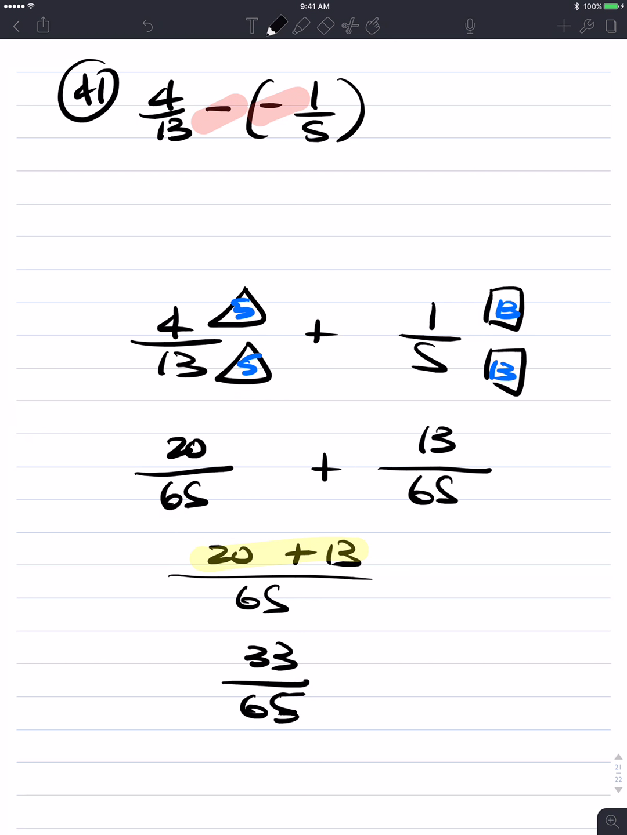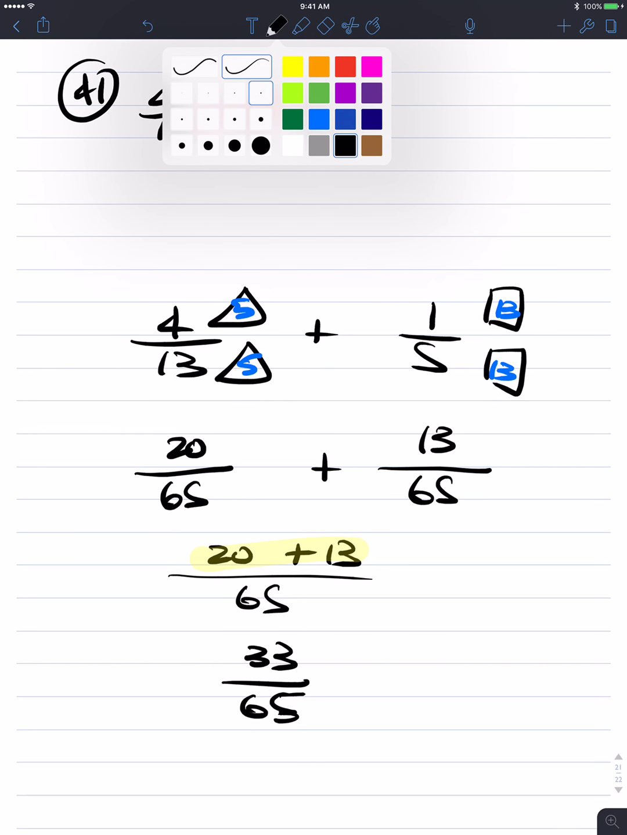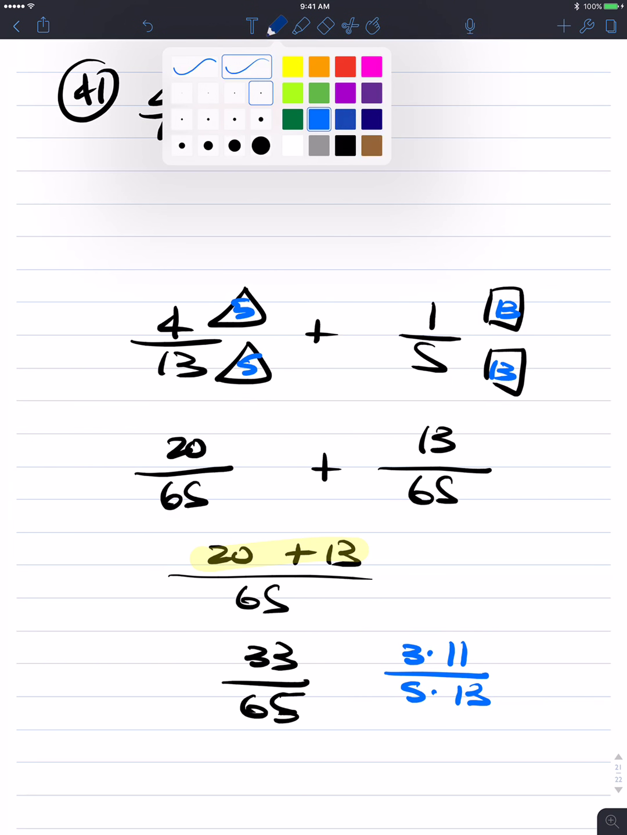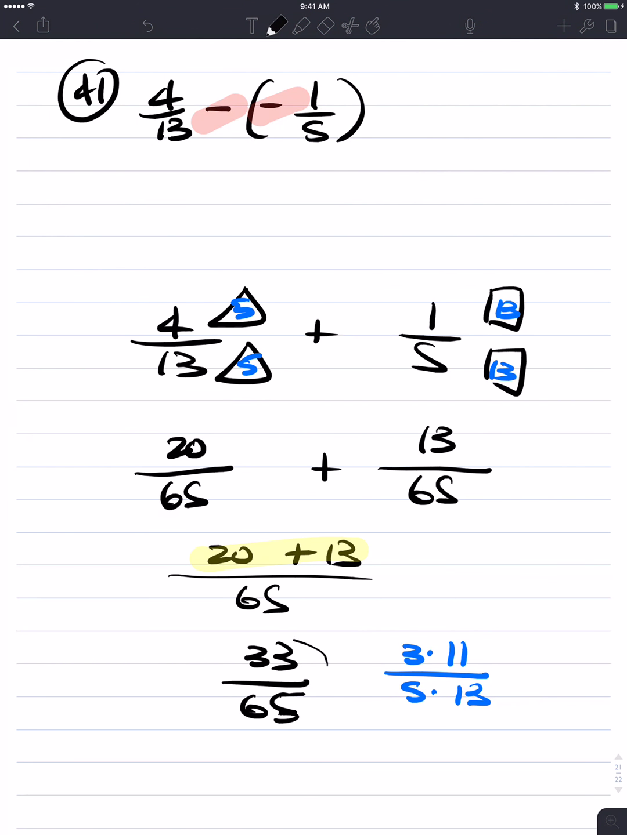Now notice, 33 can be broken down as 3 times 11. 65 is 5 times 13. We broke the numbers down into their primes, and nothing cancels. What that means is our fraction is simplified. We are done. 33 over 65.